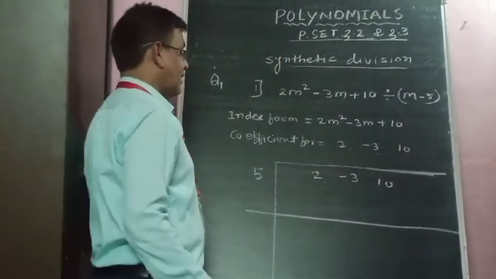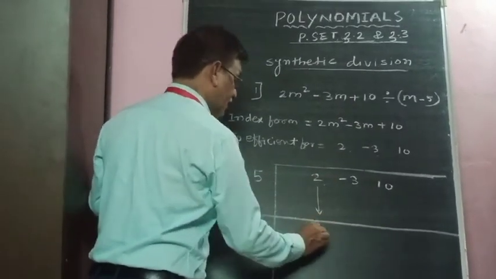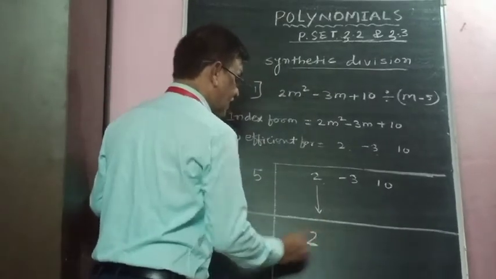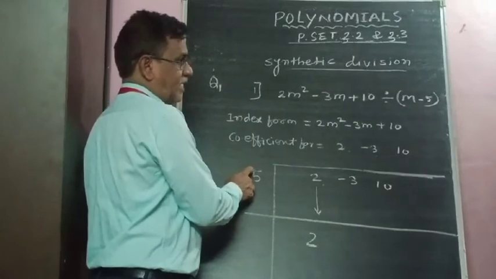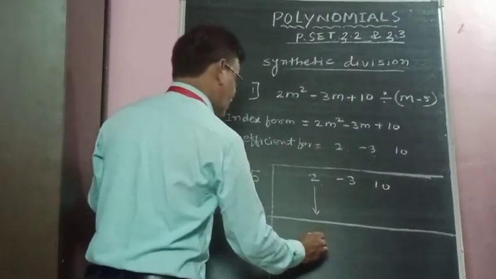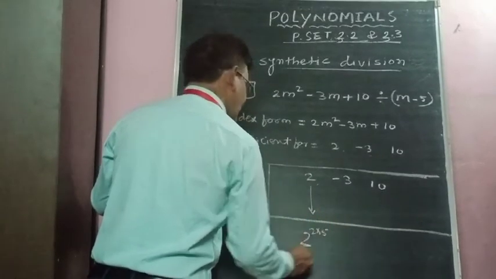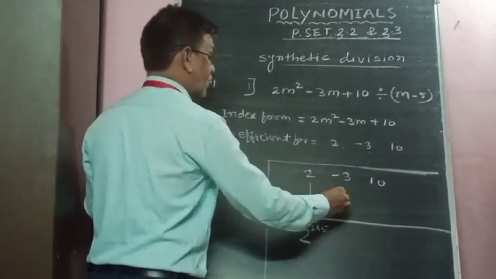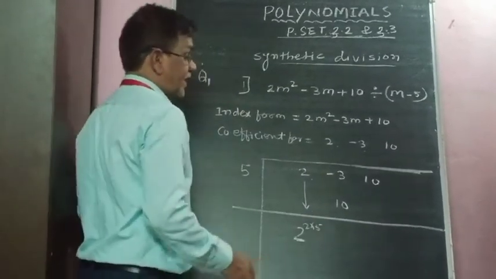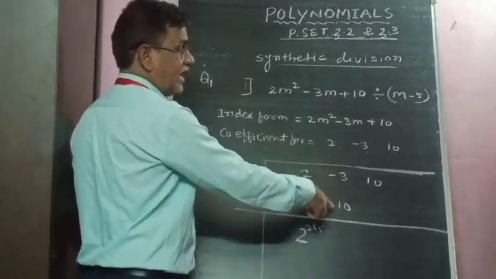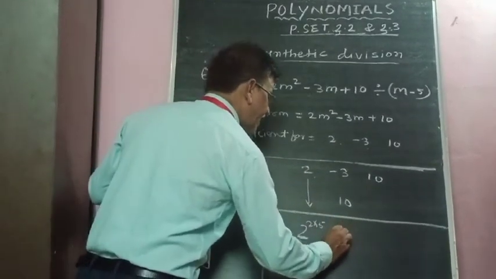Now see here, this first coefficient you have to write down the same below, 2, right? Now you have to multiply this 2 by this opposite number, that is 5. So when you multiply this 2 into 5, you get 2 fives are 10. You have to write down that 10 below the second coefficient. Okay, 10. Now you have to subtract or add. 10 minus 3, you get 7. You have to write down 7 here.